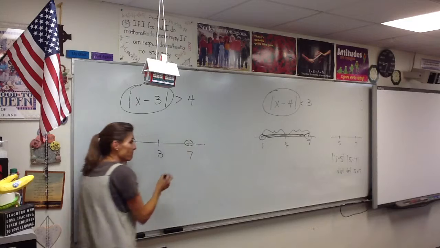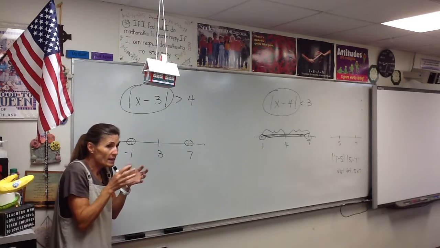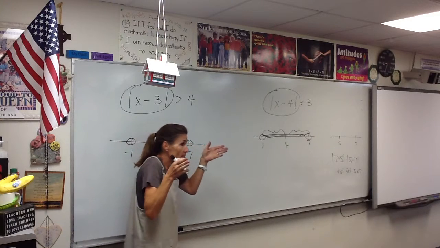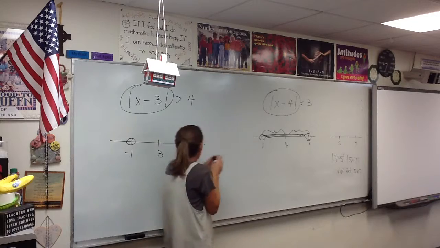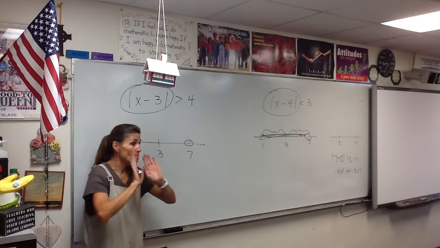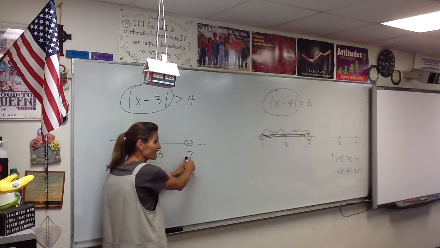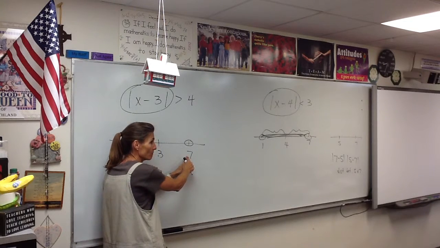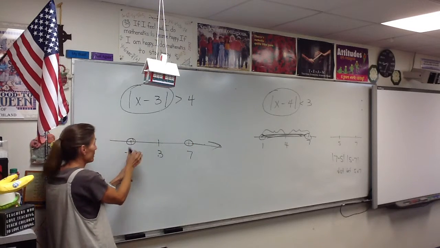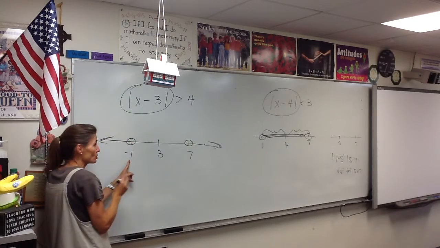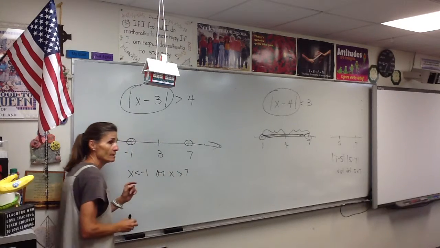Now, before I shaded in between. Now, why did I shade in between over here? Because the distance had to be less than 3. Now I want the distance to be more than 4. So if this is where it's exactly 4, where's it going to be more than 4? Out here. Where's it going to be more than 4 here? Out here. So your answer is everything less than -1 or greater than 7.